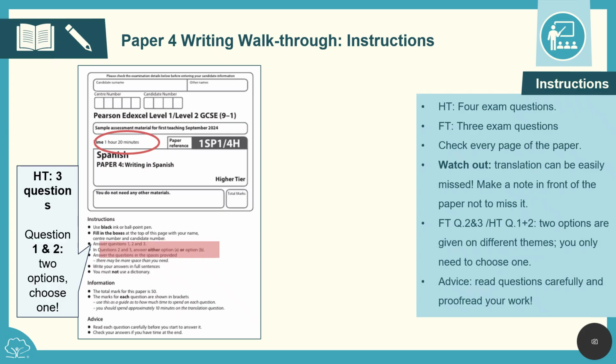You will see questions 1 and 2 out of the 3 questions have 2 options, A and B, and you can choose one of them and answer only one of them. You don't need to answer both options in each question. You've got 50 marks available, and anything else, please make sure you read carefully all the instructions on the paper.